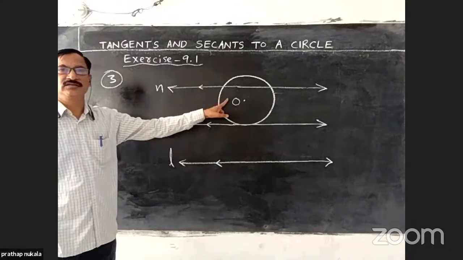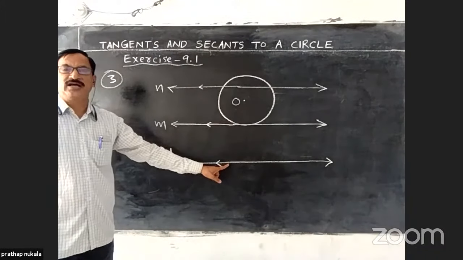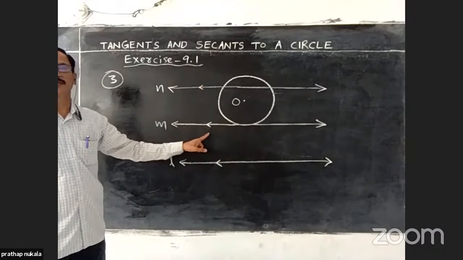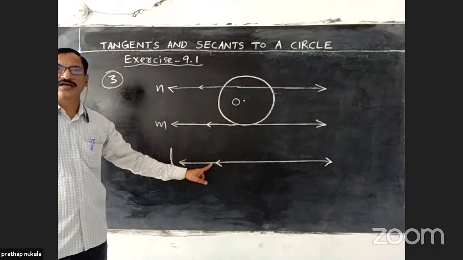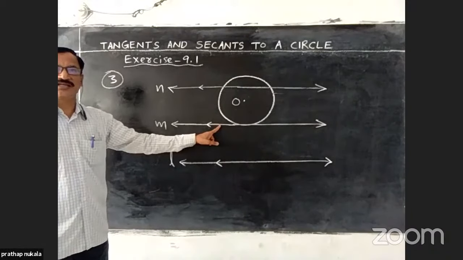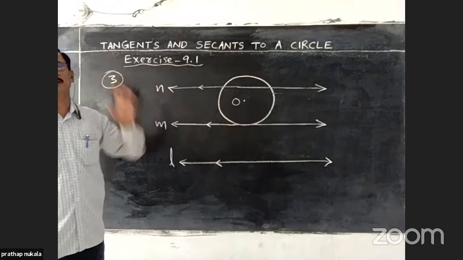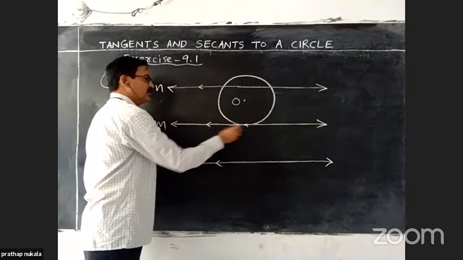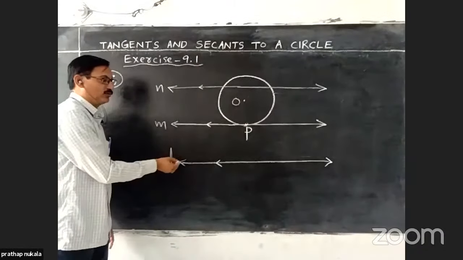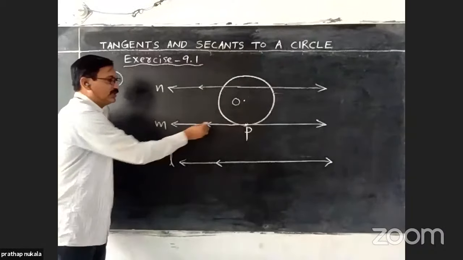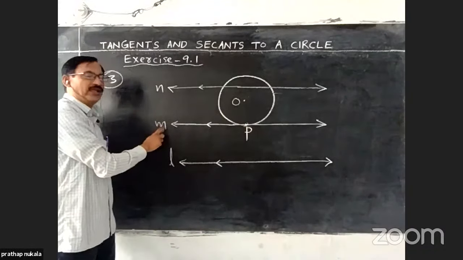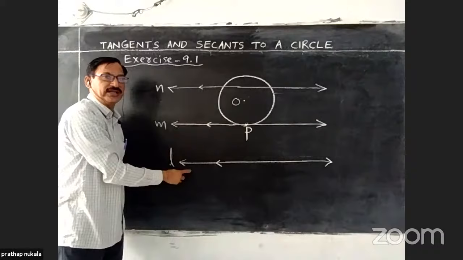First draw a circle, then draw a line outside the circle. We have to draw two lines parallel to the given line L. One is a tangent to the circle and another will be a secant to the circle. Why is this a tangent? Call the point P. Why is M a tangent to the given circle? Since it touches the circle at only one point. That's why M is a tangent to the circle and parallel to the line L.